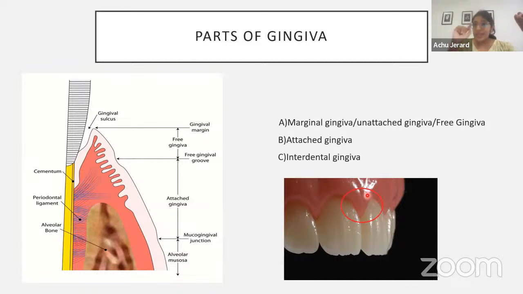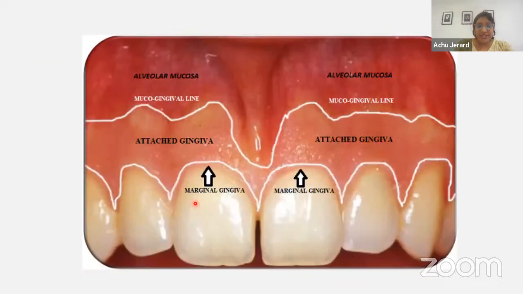What are the embrasure spaces? They are the triangular spaces which are seen between two tooth surfaces that approximate each other. So any gingival tissue that fills up the triangular space is called the interdental gingiva. So we'll see each of it in detail.